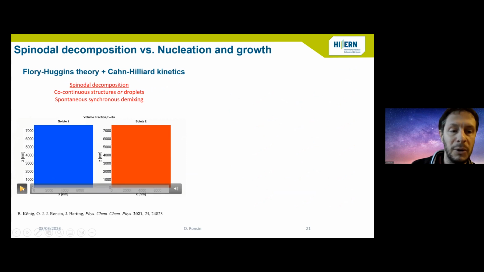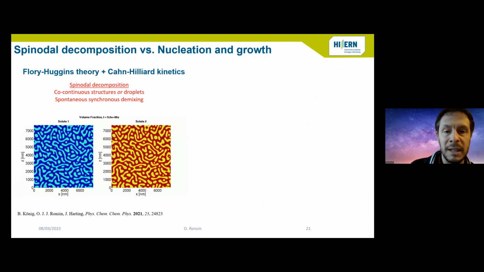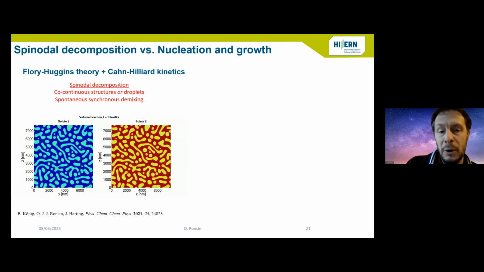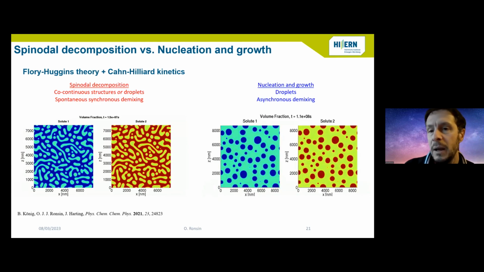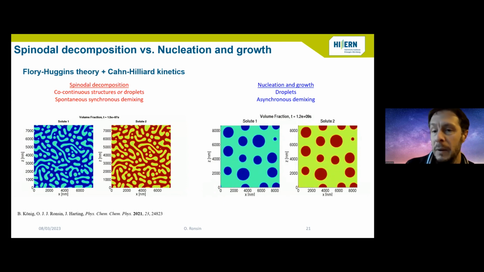At the beginning, it's all homogeneous. And if we let the unstable system evolve, at some point, it demixes spontaneously everywhere at the same time. And in this case, you end up usually with co-continuous morphologies or droplet-like morphologies. If the system is not unstable but metastable, there's another phase separation mechanism, namely nucleation and growth, where you see nucleating droplets that appear not at the same time in the system. And in general, you have this kind of droplet morphologies in that case. So these are textbook examples, nothing new here.